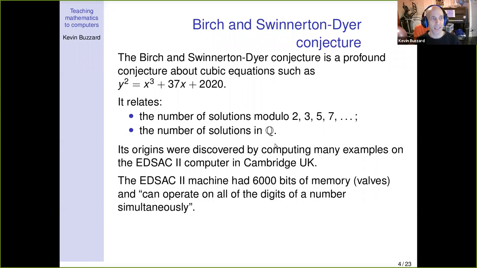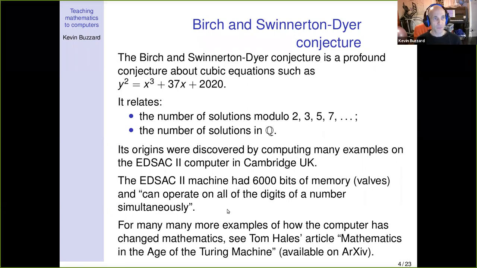So this computer had, I looked it up, 6,000 bits of memory, and its new breakthrough. The reason EDSAC 2 was much better than EDSAC 1 was EDSAC 1 only had 4,000 bits of memory, but EDSAC 2 could also operate on all the digits of a number simultaneously. So it could do calculations not just with bits. It could do calculations with binary numbers. So this was their breakthrough.